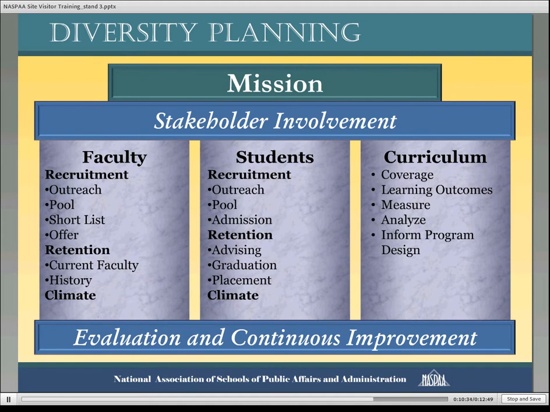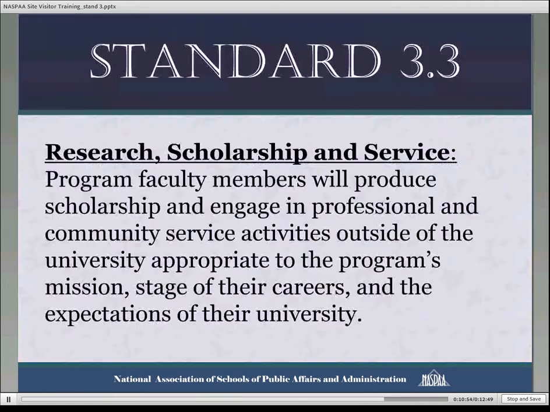So these are the 3 components that a site visitor might look at: how is the faculty recruited and retained, and the climate that they're working in; how students are recruited and retained, and the climate that they work in; as well as the curriculum. Those 3 components then make up the diversity planning that should be evident within the program.